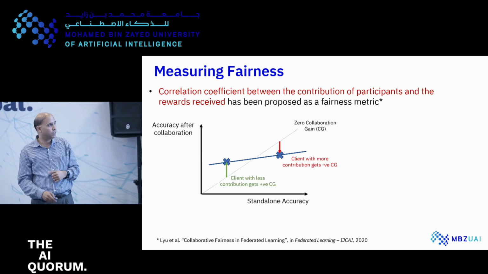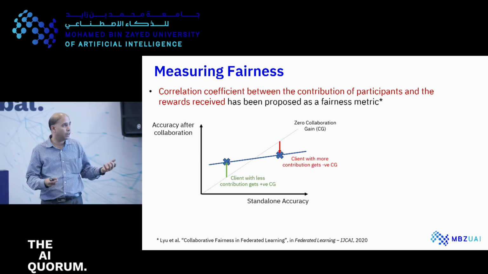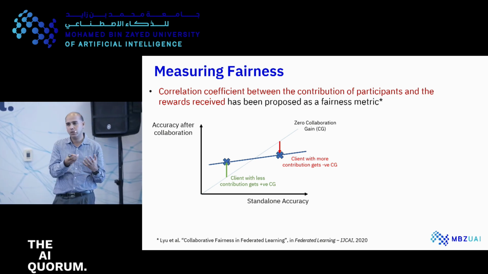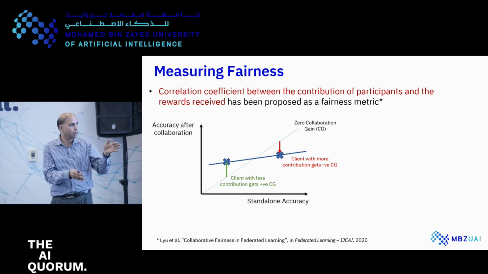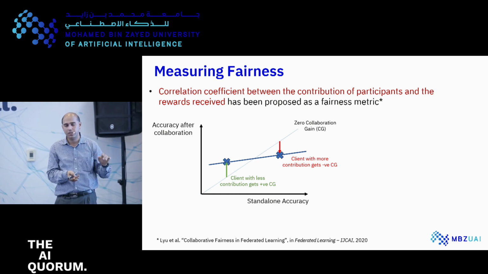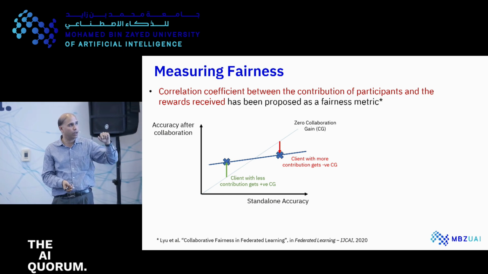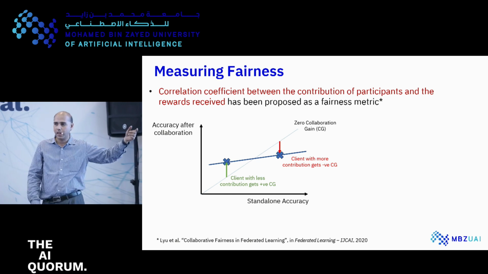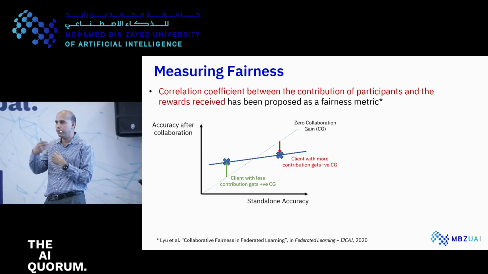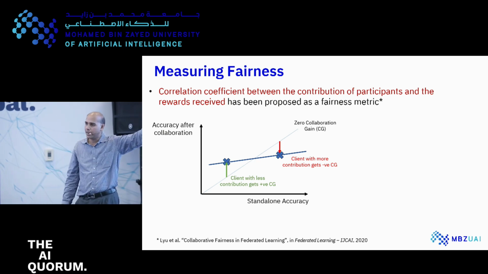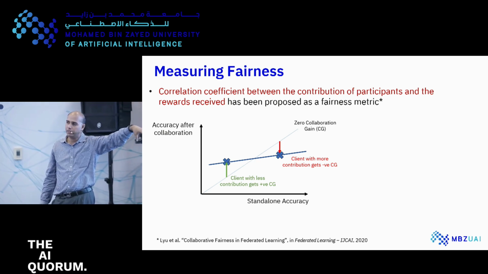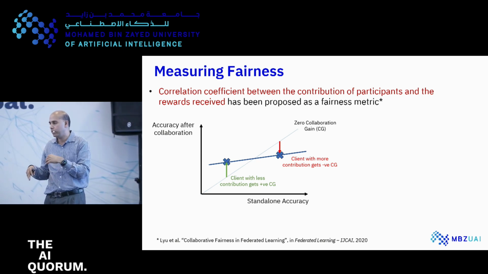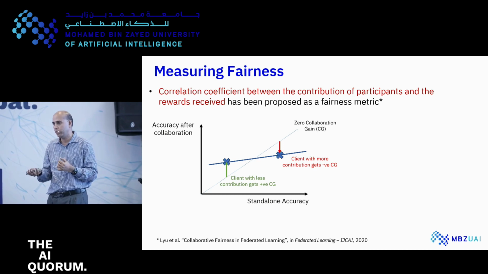But the issue comes if you look at what is happening in terms of the individual participants. The blue line in the middle is a zero collaboration gain, which means the accuracy before and after collaboration are the same, right? So that is a zero collaboration gain line. And if you see, the client on the left gets a high positive collaborative gain, which means it's gaining from the collaboration. Whereas the client on the right gets a negative collaboration gain. Maybe the worst case is that it can just discard the collaboratively learned model and use its own local model. In that case, it gets zero collaborative gain.